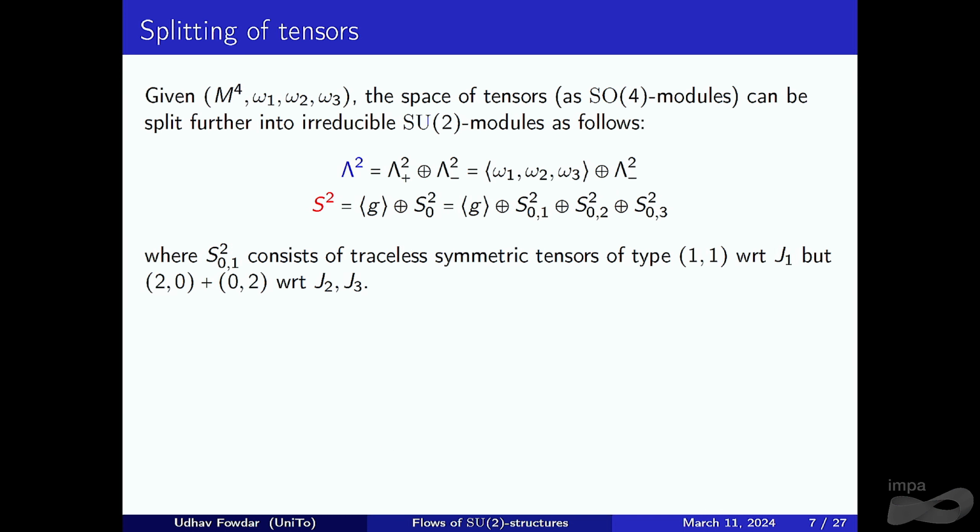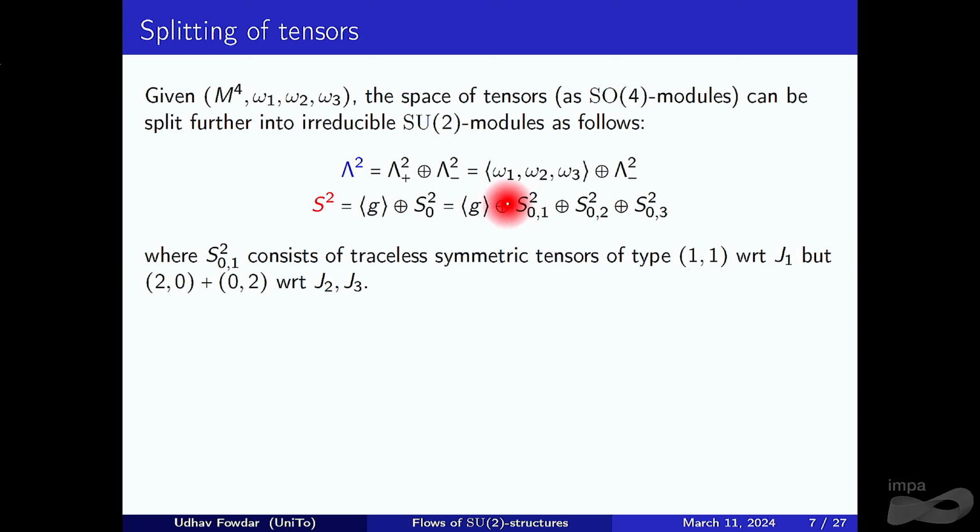Okay, so before that, let's look at the space of tensors on a 4 manifold. Whenever I give you a 4 manifold with an SU2 structure, since you have a metric, you can always split the space of 2 forms into self-dual and anti-self-dual forms. Because I have an SU2 structure, I can trivialize the space of self-dual 2 forms by omega 1, omega 2, omega 3. On the other hand, the space of symmetric 2 tensors always splits into the metric and the traceless part, which can now be refined.